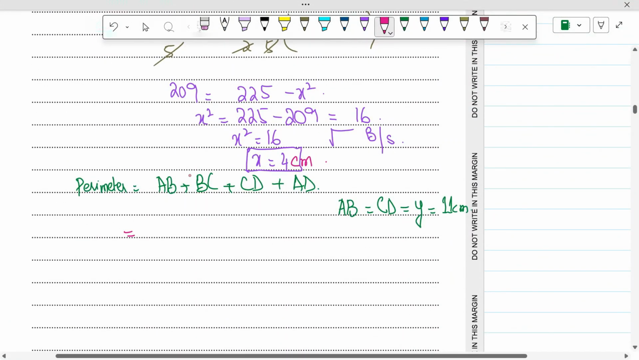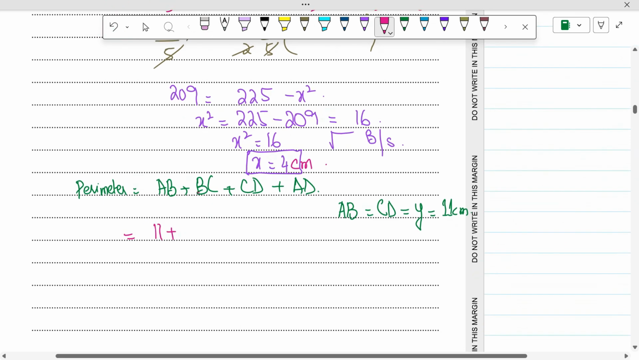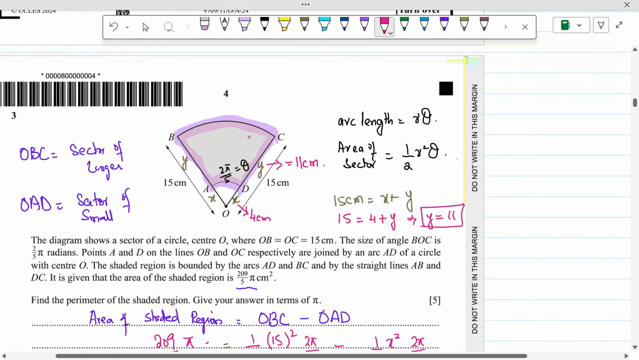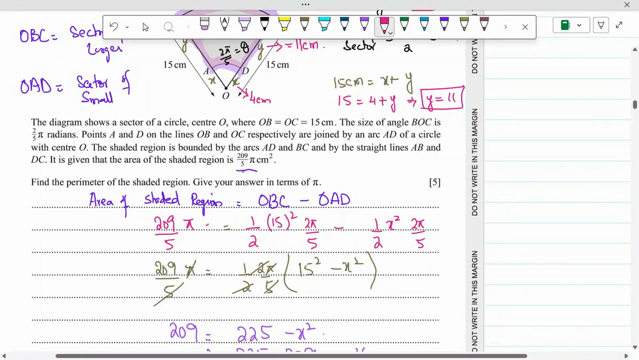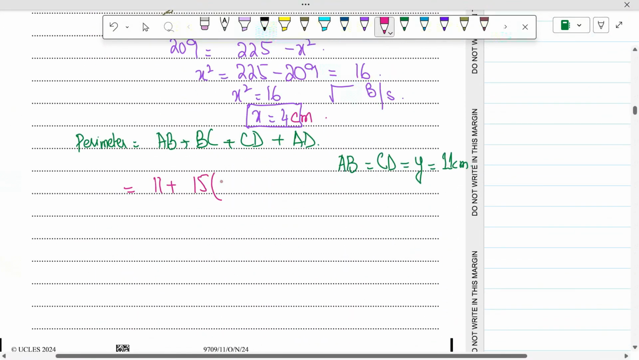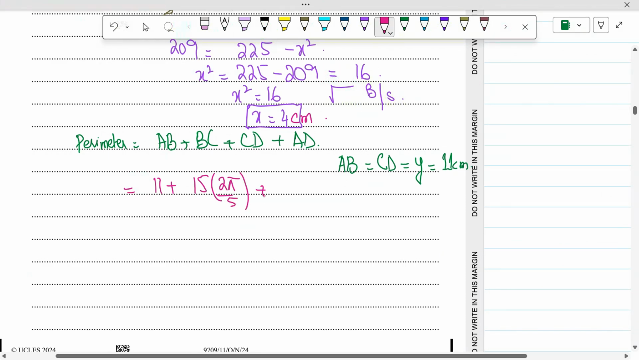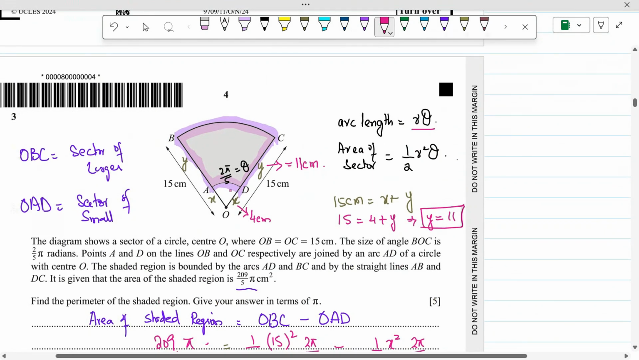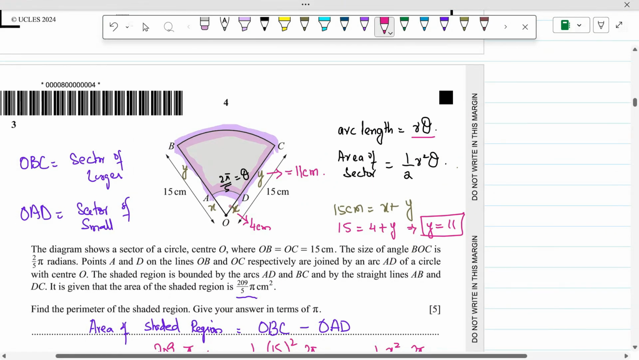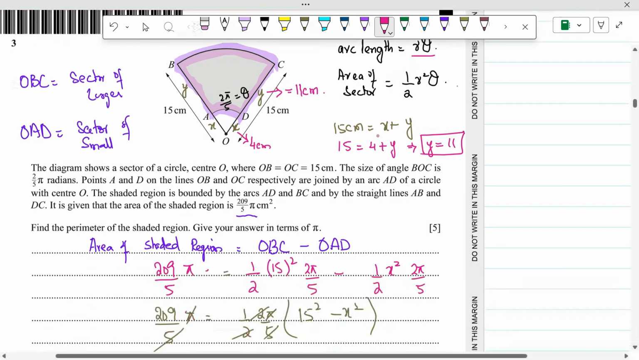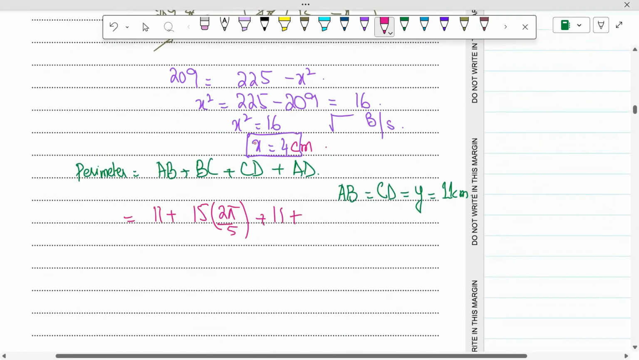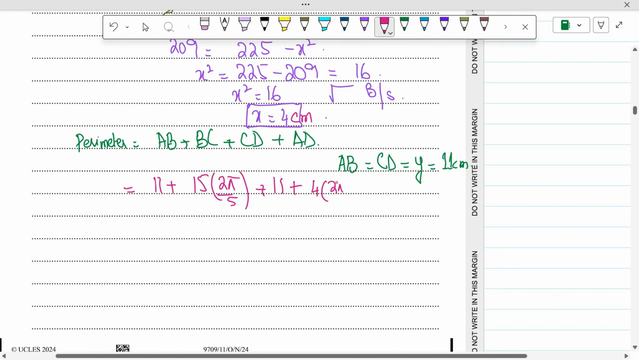So first we put AB, which is 11, plus BC. BC is the arc length of the large circle. So arc length is equal to r theta, and in this case the radius is 15 centimeters. So 15 times theta, which is 2 pi over 5, plus CD, which is 11 centimeters, plus AD. AD is the arc length of the small circle, which has the radius X. So arc length is r times theta. In this case the radius is X. So X times theta, and we calculated X, which is 4 centimeters. So we can write 4 times theta, which is 2 pi over 5.